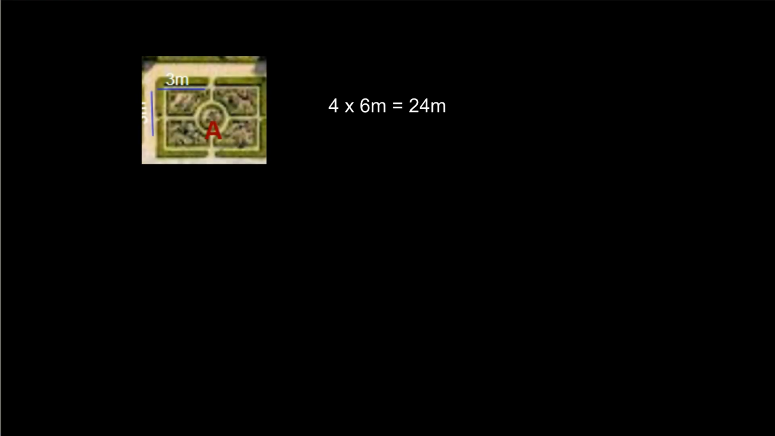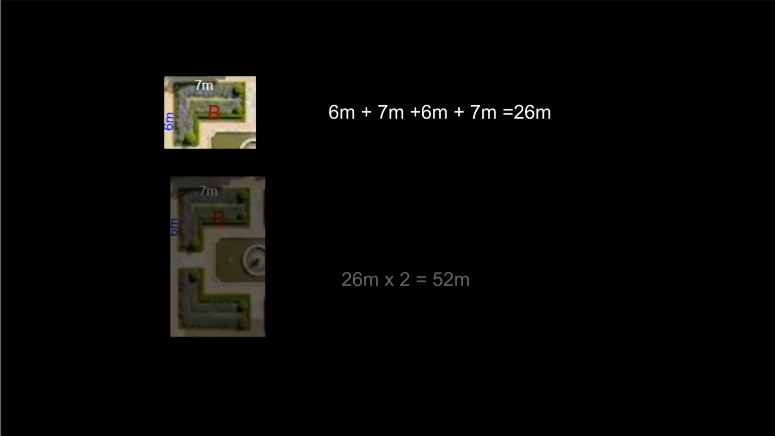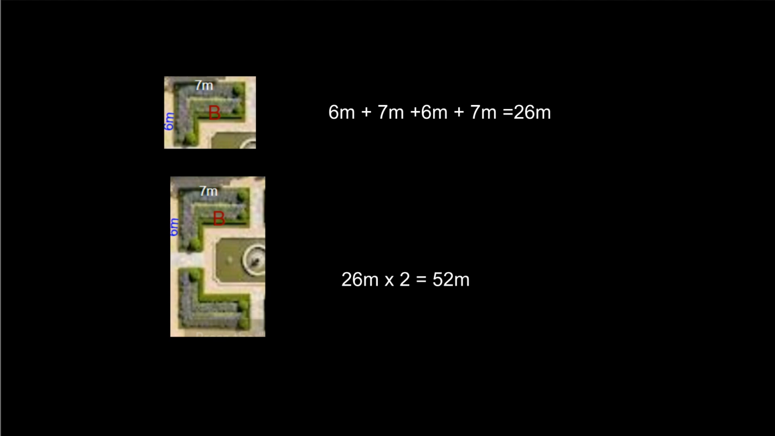Since it's a rectangle, the perimeter is calculated as 4 times 6 meters, resulting in 24 meters. Multiplying by 2 gives 48 meters for bushes A and D. Next, they calculate the perimeter of bush B. The sum of the side lengths is 6 meters plus 7 meters plus 6 meters plus 7 meters, totaling 26 meters. This multiplied by 2 gives 52 meters for bushes B and C.